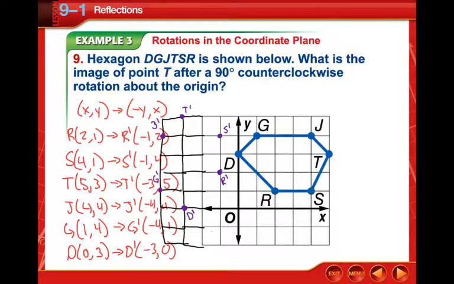Now we're ready to go ahead and connect our points. Not with a dotted line though. It's kind of hard to see the purple on the black there, but it's there. And there's our weird looking hexagon, rotated 90 degrees about the origin.